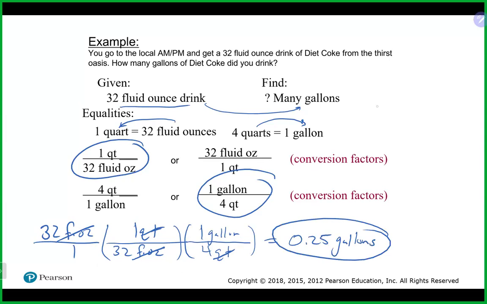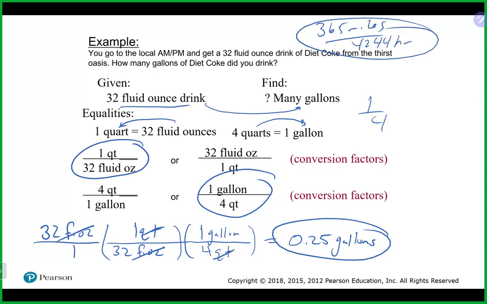You do not end up with 1/4 because it makes me think you're too lazy to divide it. So don't leave it as a fraction. Actually get a number and do it. That's not too bad, but I have had people write answers like 365 miles over 4,244 hours, and it looks good. We're supposed to divide it.